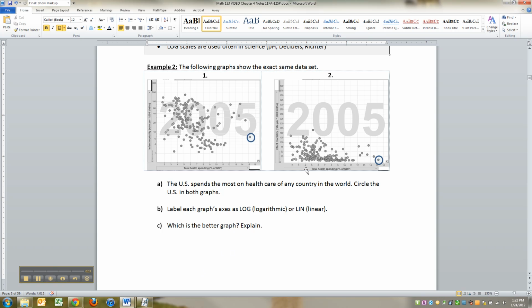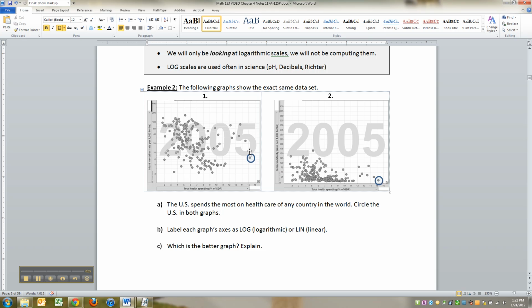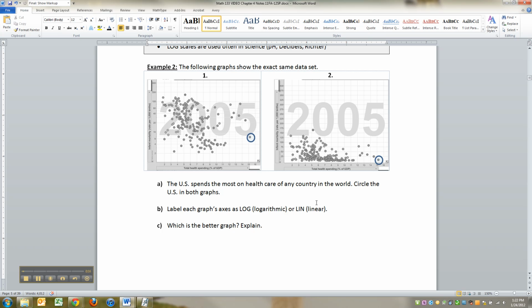Okay, so we just finished looking at logarithmic scale and we could see these two graphs, right? So there's the US right there and there's the US right there. And then we were supposed to label each graph's axis as log or linear. So you got to look at them and figure out, am I going up by the same amount every time or am I increasing exponentially? So let's look here. The horizontal axis here, 2, 3, 4, 5, 6.